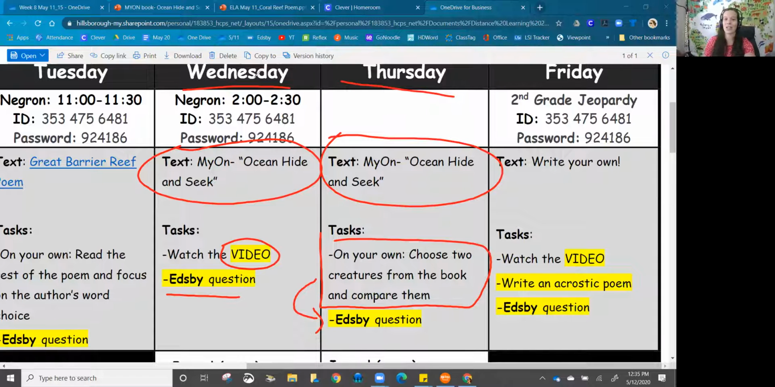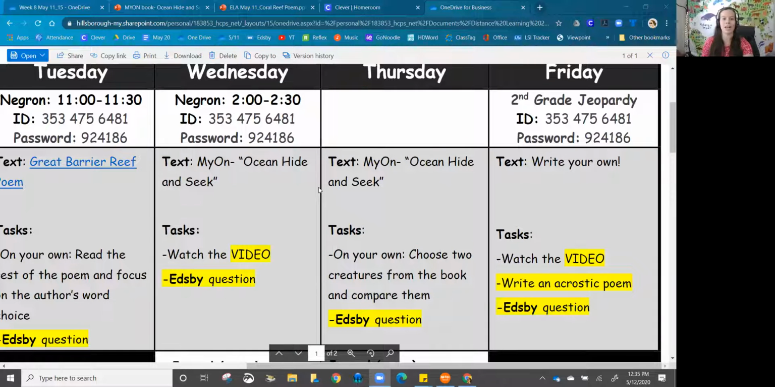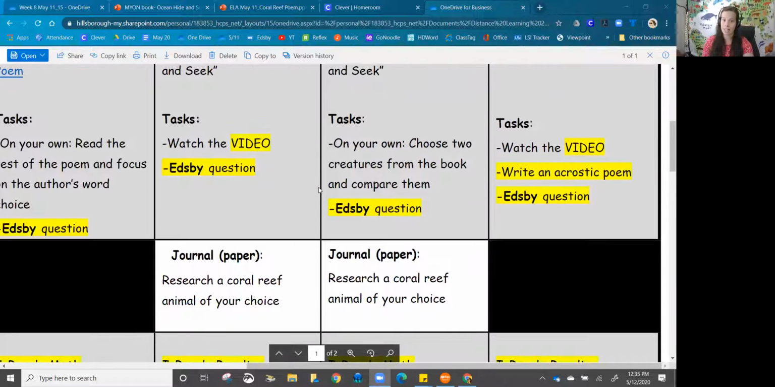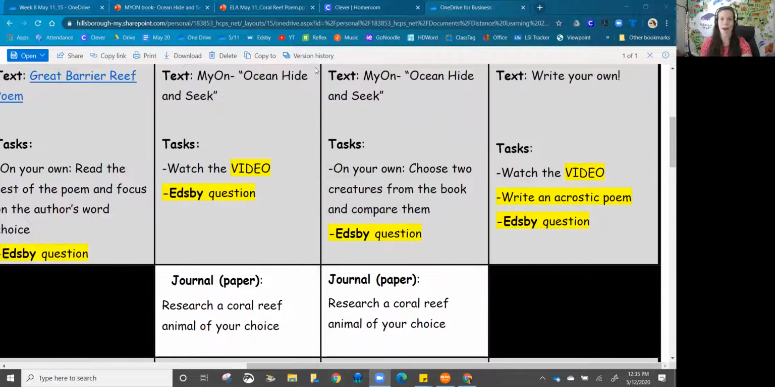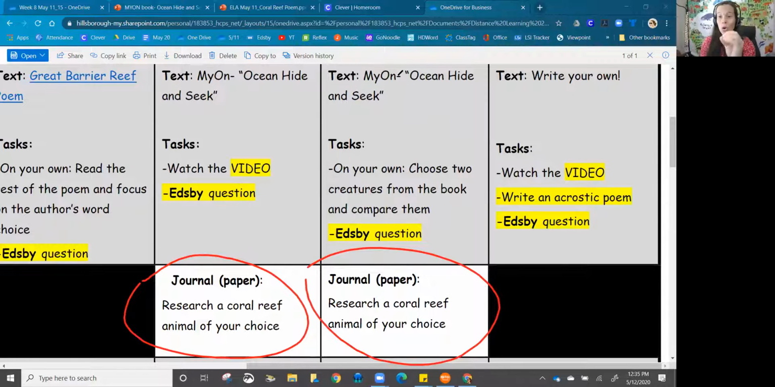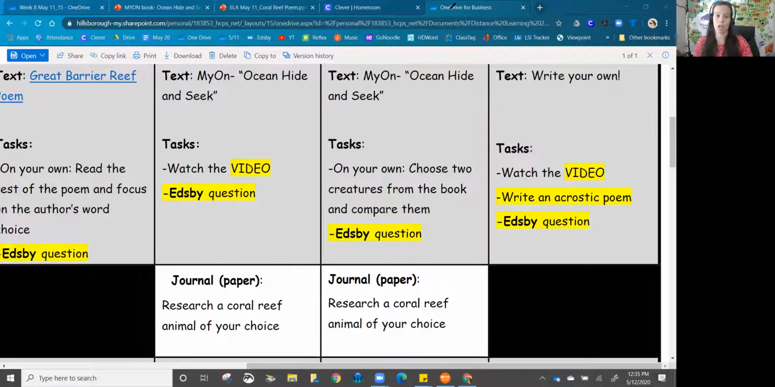All right, so now let's scroll down. In writing today and tomorrow, I have something for you. You are going to choose a coral reef animal. It could be an animal that's in the book, or it could be a coral reef animal that you found online or that you know of. That's fine. You can choose any of those. Let me show you. I have an awesome chart of all the coral reef animals. Let me get it for you.